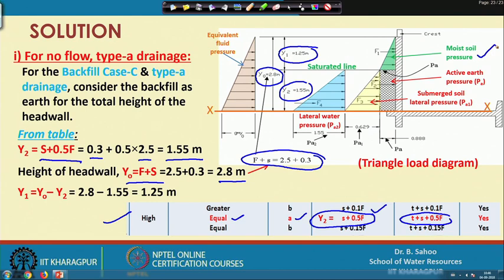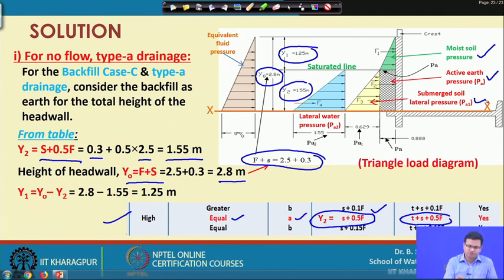and the diagram F 2 shows the active earth pressure, that is P A. The submerged soil lateral pressure is given by P A 1, which is given by this triangle, which is in yellow color. Then this blue color F 4 is given as lateral water pressure, that is P A 2, which is acting below this saturation line, and this triangle which is a brown color.